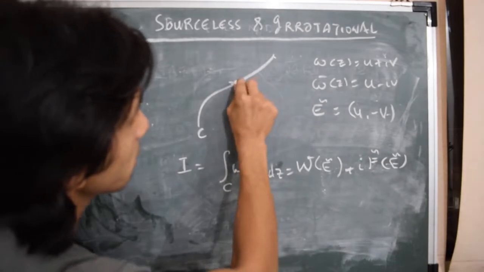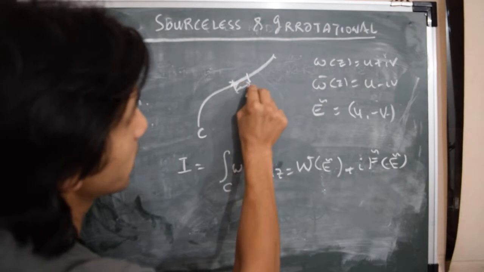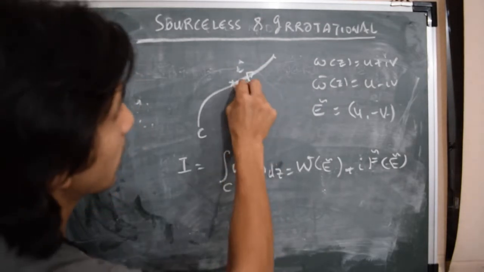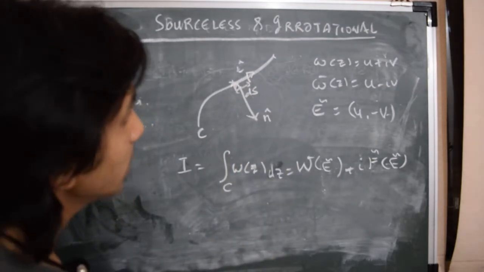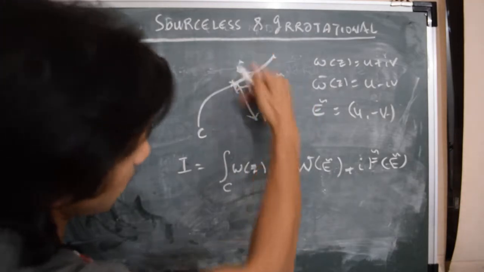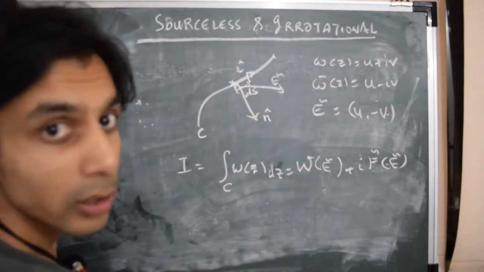So for instance, this is the curve. Then we define a direction tangent. Let's say we have an infinitesimal segment ds. We have a direction which is tangent to the curve, denoted by the vector t, and then we have a direction which is normal to the curve at that point, denoted by the unit vector n. Then we consider a dual field E tilde and calculate the flux or the flow of this field through this curve and the work done by this field along this curve.